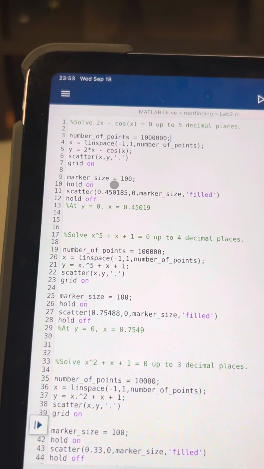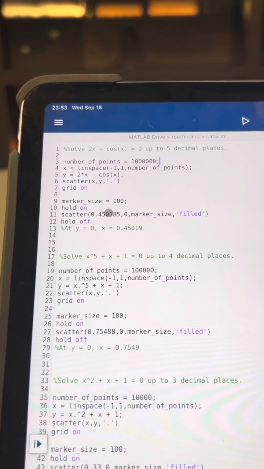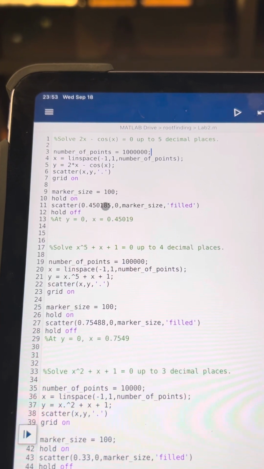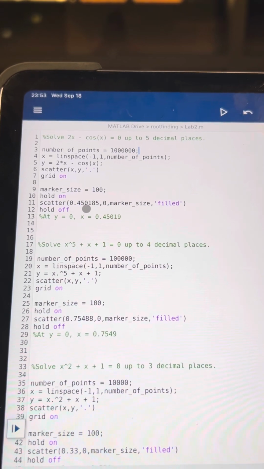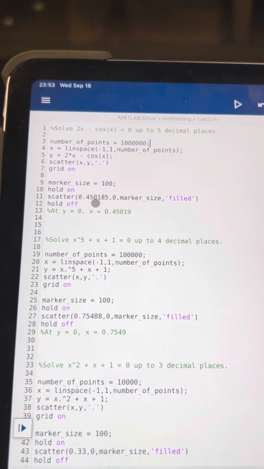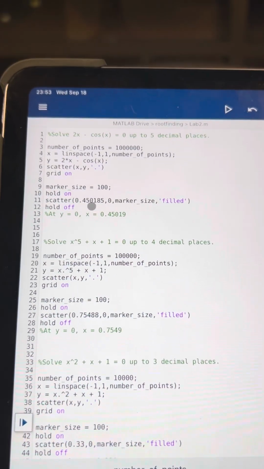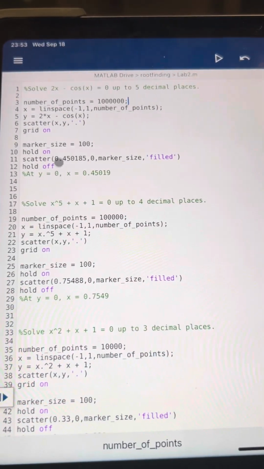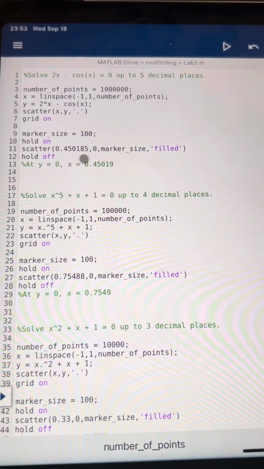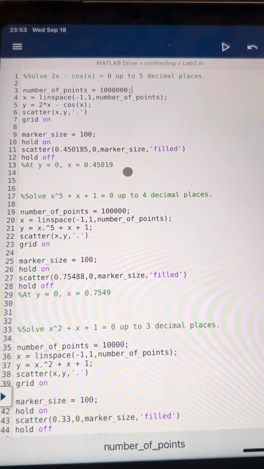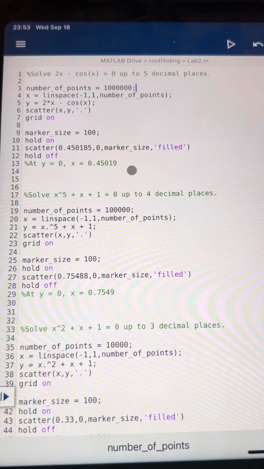I did adjust the marker size, and I scattered the plot based on what the graph displayed, which was at y is equal to 0, x was about 0.450185, to show where y is equal to 0, where it approximately is at x. So when the graph displayed, x was about at 0.45019, and I was able to figure this out using the zoom function in Matlab.